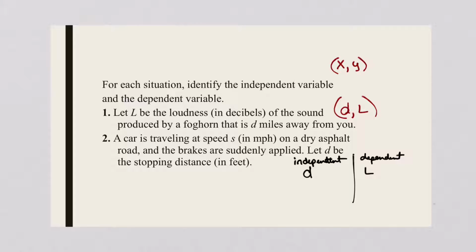Okay, so let's take a look at number 2. A car is traveling at a speed S in miles per hour on a dry asphalt road, and the brakes are suddenly applied. Let D be the stopping distance in feet. So, doesn't our stopping distance depend on how fast we were going? So our D depends on our S. So on number 2, I would put S, comma, D.